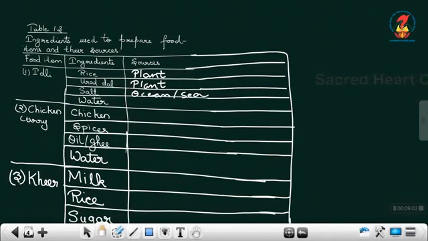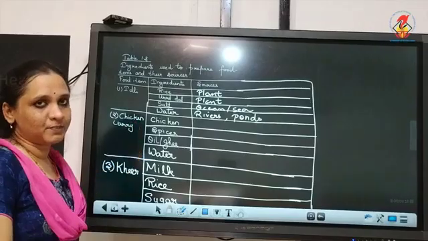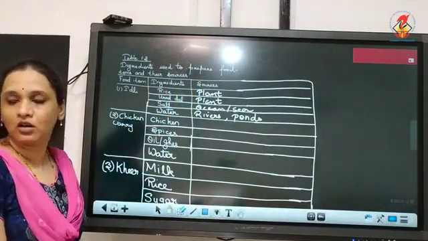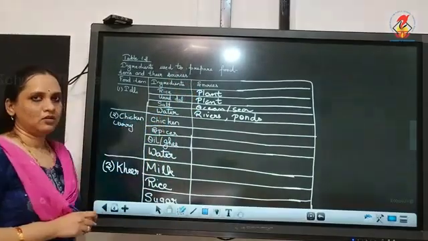And from where do you get water? You get water from rivers, ponds, lakes, etc. So, from this we are understanding the food item, the ingredient present in that food item and the source of that ingredient.